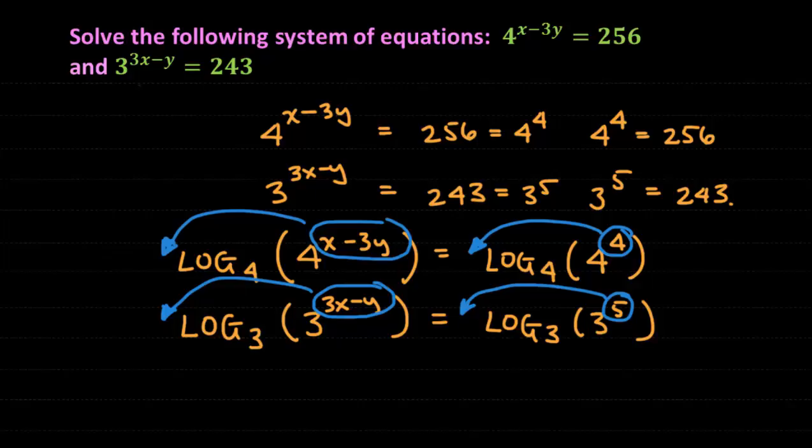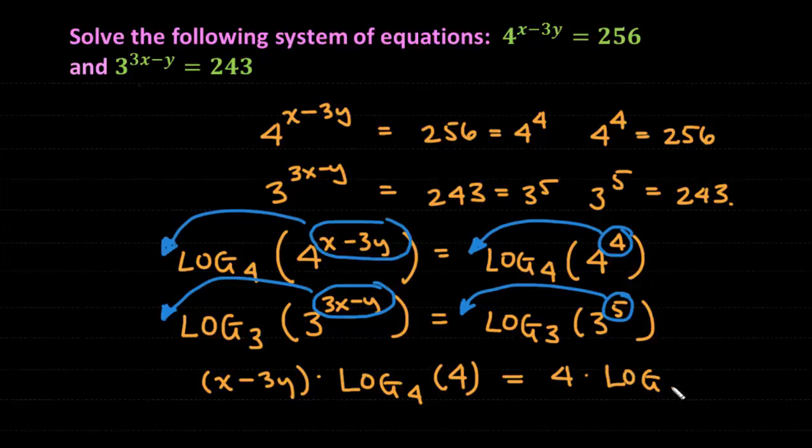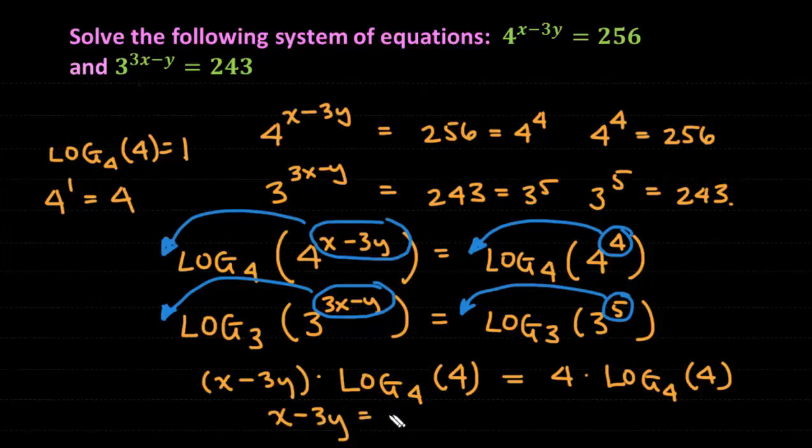So then for the first equation we get x minus 3y times log base 4 of 4 is equal to 4 times log base 4 of 4. Now the log base 4 of 4 is just 1, because 4 raised to the first power gives you 4. So then I can write this for the first equation that I have. I got x minus 3y is equal to 4.